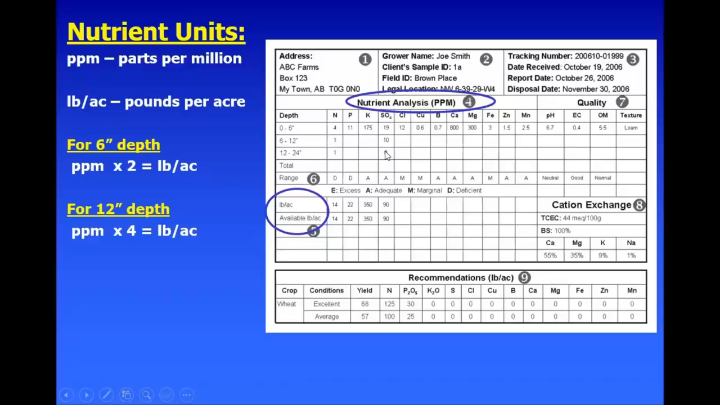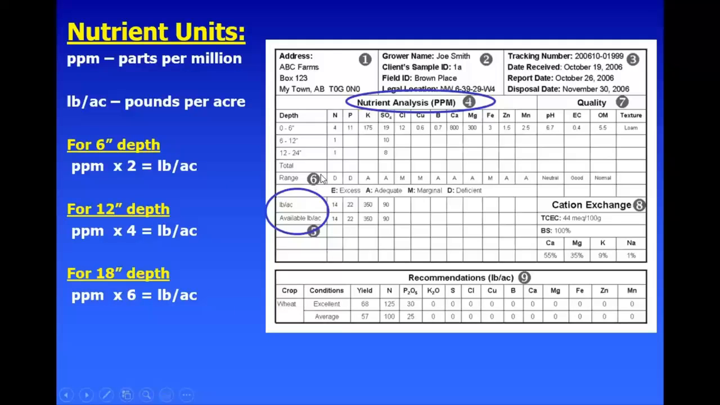So that's what we do to convert a 12-inch depth sample from parts per million to pounds per acre. Then finally, as I mentioned, some labs or some soil sample people will take a 0 to 12-inch depth sample, which is fine. But if you take a 6 to 24-inch depth sample, then you have an 18-inch depth. Multiply that by 6 to convert to pounds per acre.